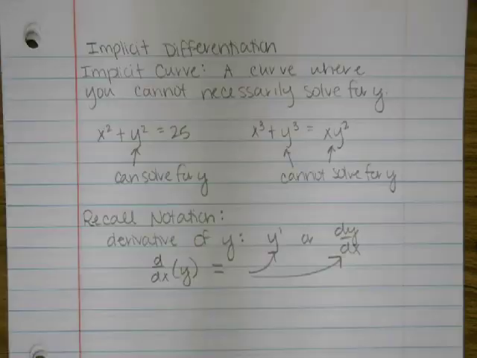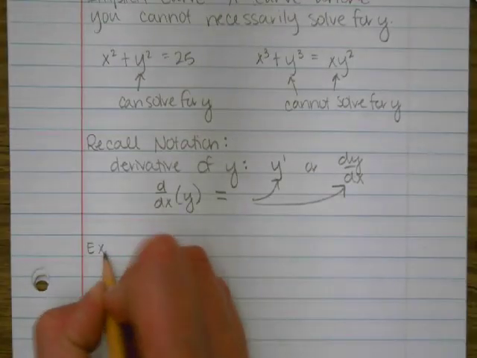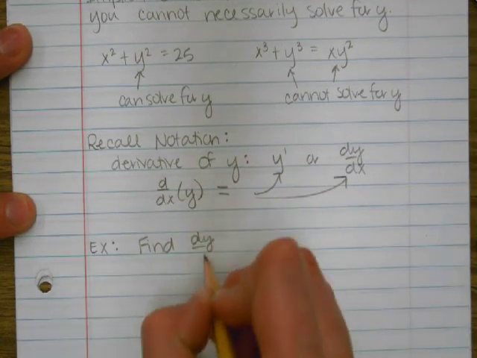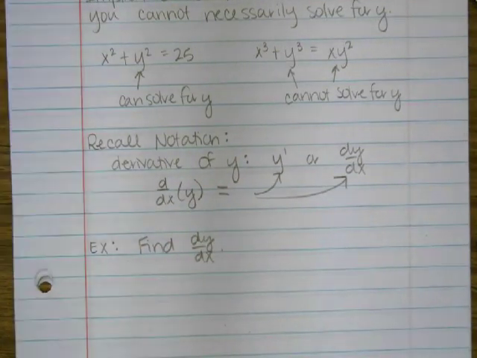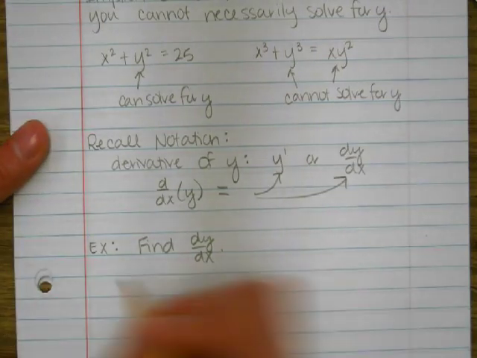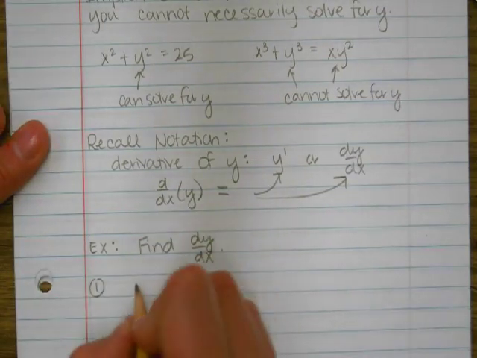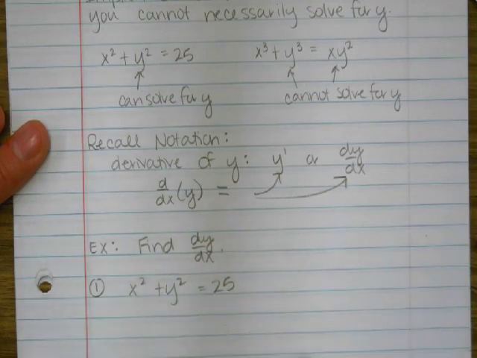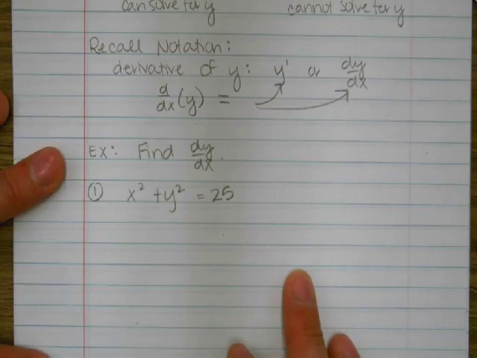Okay, so we're going to go ahead and get started on some examples. The instructions are going to say find dy dx. And these instructions could have said find the derivative of y, they could have said differentiate the function, they could have said find the derivative of the function. It's all essentially the same. So here, for our first example, we're going to say x squared plus y squared equals 25. So we are talking about that circle that's centered at 0, 0 with a radius of 5.